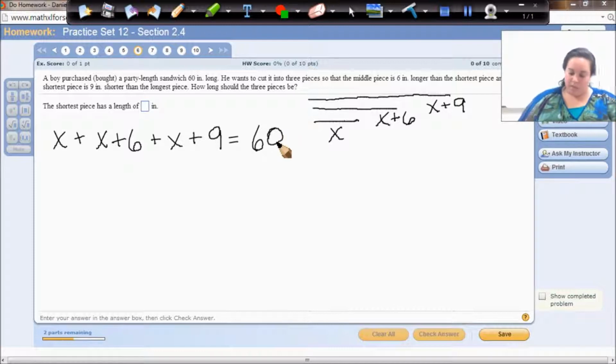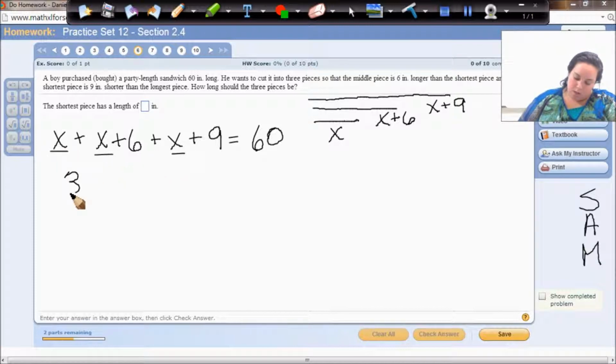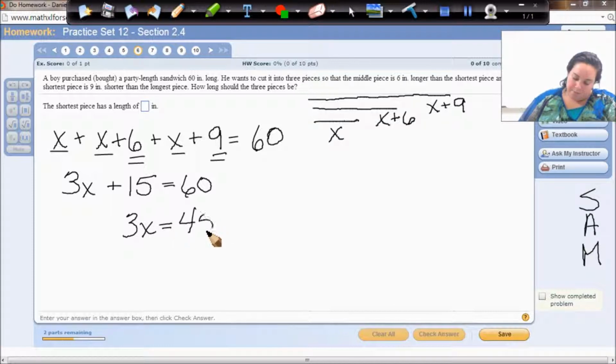All right, so we can use this equation with our steps to figure out how long the shortest piece is. Okay, so let's simplify this side. We have 3 x's, x plus x plus x. We'll add like terms, 3x. And then the 6 and the 9 are also like terms, plus 15 equals 60. We'll subtract 15 from both sides, so 3x equals 45. And then we'll divide both sides by 3, so x is 15 inches. Don't forget your units. Okay, 15 inches.